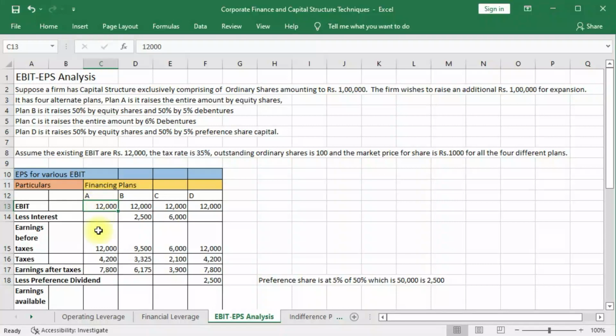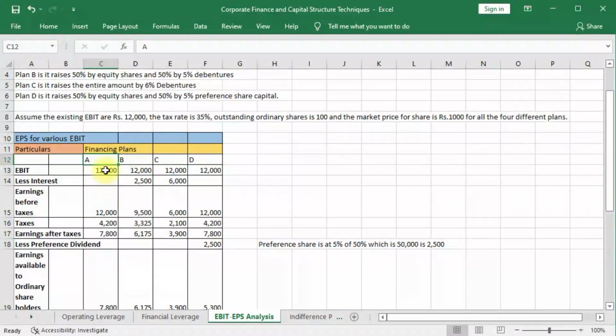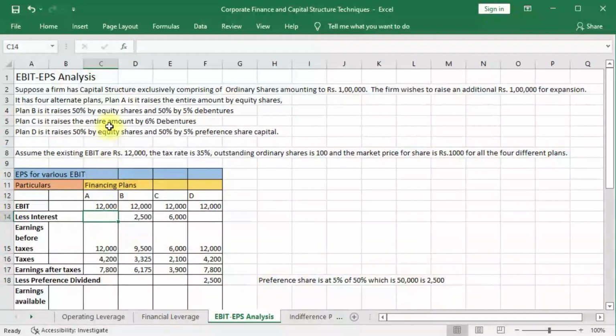Now in Plan A, we will first take the different values. EBIT is 12,000. There is no interest because the capital is raised entirely by equity shares, so there is no debenture and no interest. Earnings before taxes are 12,000 again, since there is no interest. Taxes at 35% of earnings before taxes will be 4,200. Earnings after taxes will be 7,800.